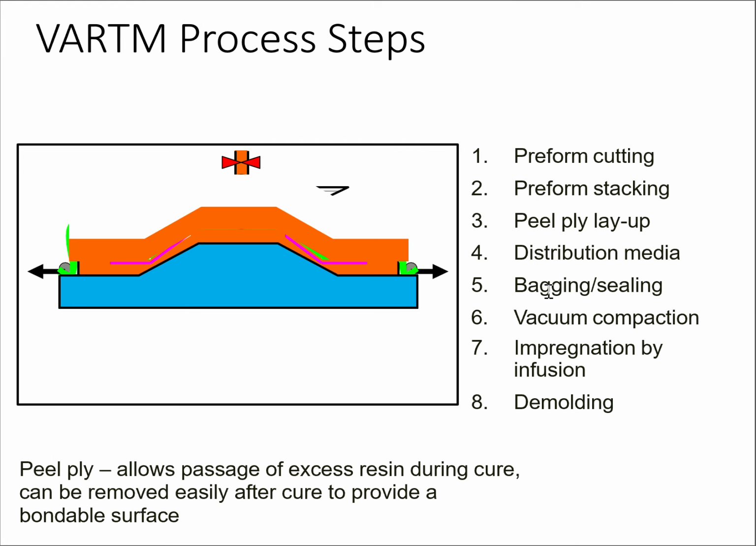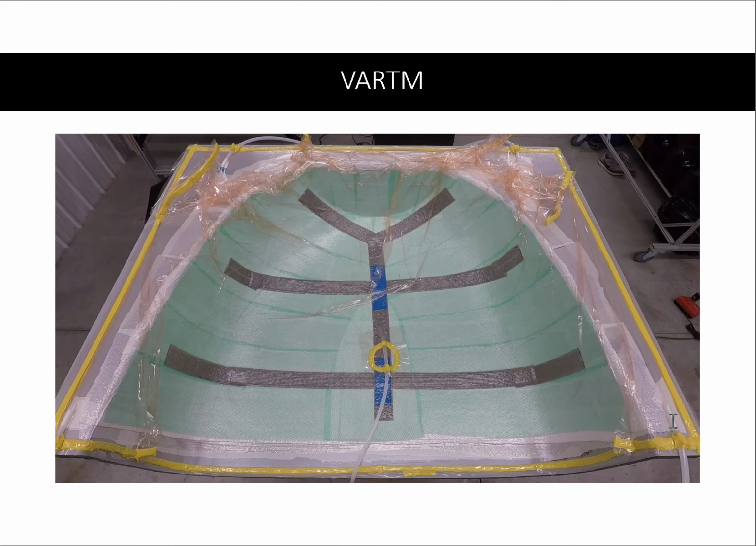And then you create your sealant, your bagging, you vacuum your sealant. You have to make sure that you have a perfect sealing, you have the perfect vacuum as much as possible. Then you impregnate your fiber by infusion, and eventually you have to demold.